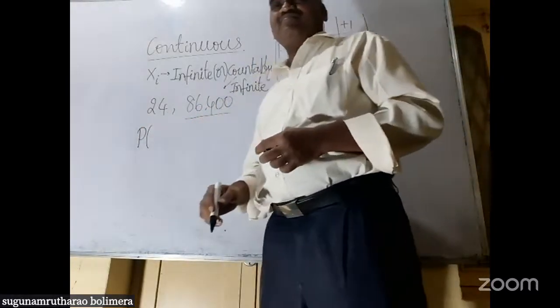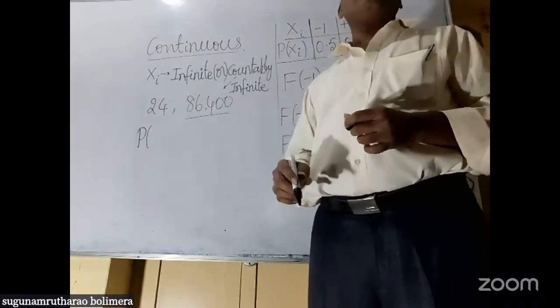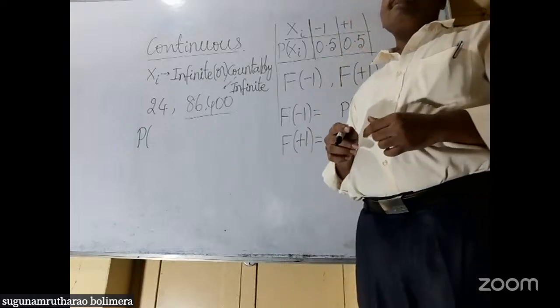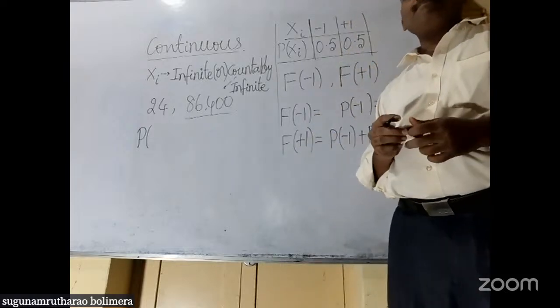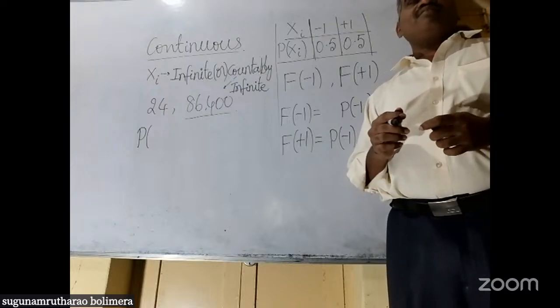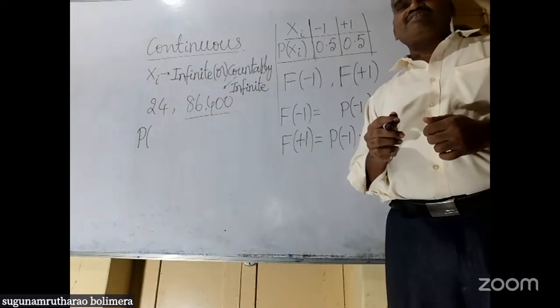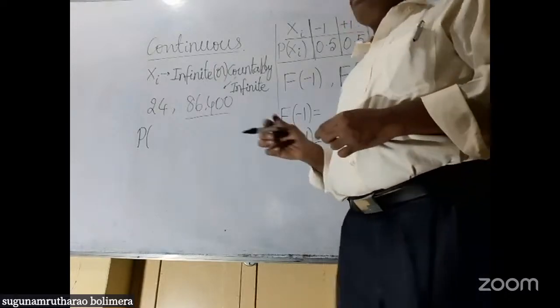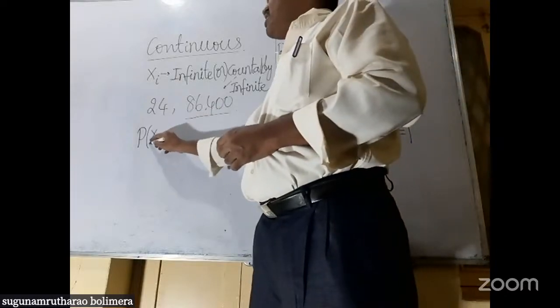And the same thing, the probability of a continuous random variate at any point is given as P of xi.